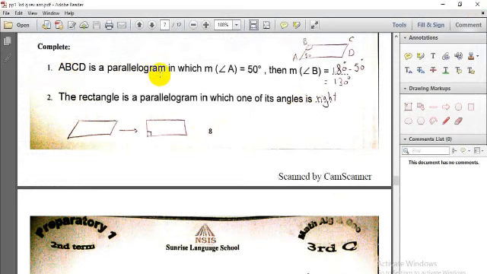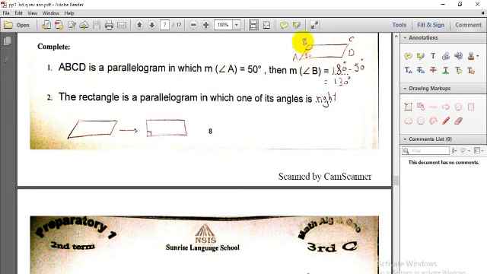ABCD is a parallelogram in which measure of angle A equals 50, then measure of angle B equals what? If you have something like this, please try to draw it. It will be easier for you. And of course, A, B, C, D take the same order of the letters. He's telling you that A is 50, so B is what?